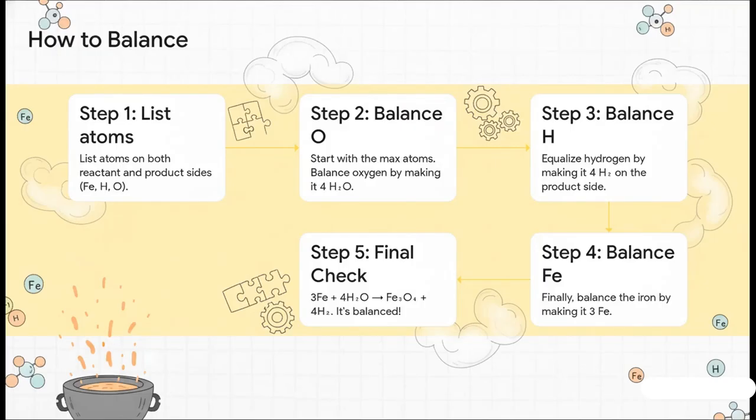So how do we actually do this? Let's walk through it together with this reaction of iron and steam. First, we just make a quick list of our atoms. A good strategy is to start with the most complicated-looking thing, which here is that Fe3O4. To get our 4 oxygens on the right, we have to put a big 4 in front of the H2O on the left. But wait, now that messes up our hydrogen count, right? We have 8 on the left now. No problem. We'll just put a 4 in front of the H2 on the right to match it. Last step, we need 3 irons on the left to match the right. And boom, we do a final check and it's perfectly balanced. See? Just a step-by-step process.